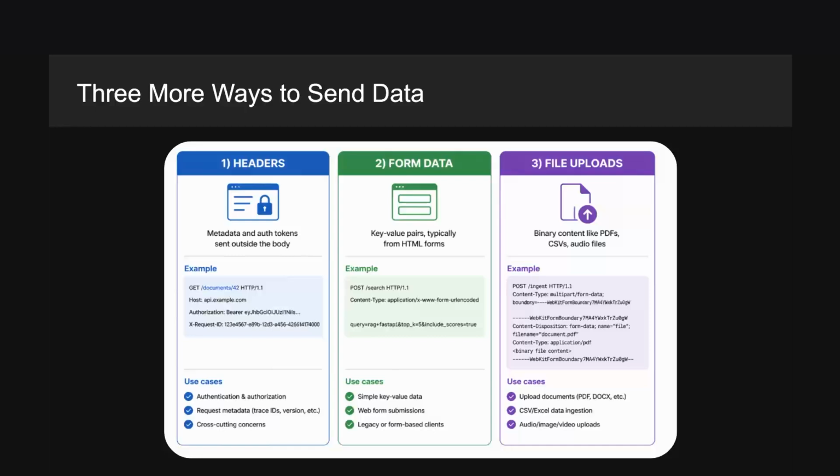Second, form data. In the middle, the example shows a POST with application/x-www-form-urlencoded, sending parameters as a flat key-value string. And third, file upload. On the right, that multipart boundary in the example is what happens under the hood when you send a PDF. You don't write that manually. FastAPI handles it. Each of these has specific use cases listed at the bottom.